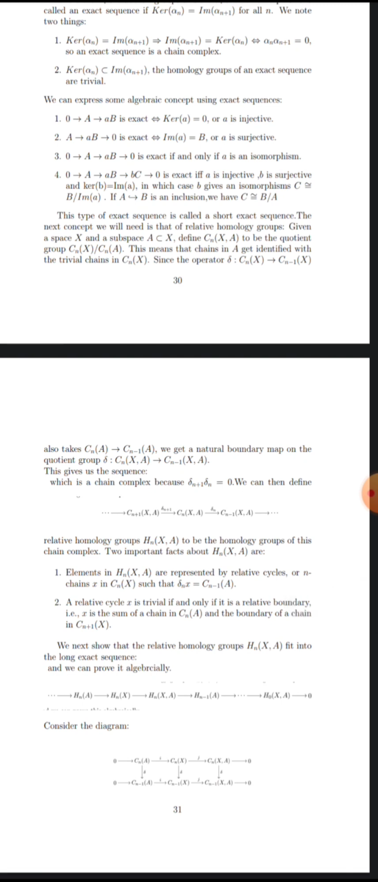0 to A to B to 0 is exact if and only if A is isomorphic to B. 0 to A to B to C to 0 is exact if and only if A is injective, B is surjective, and kernel of B is equal to image of A, in which case B gives an isomorphism of C with B by image of A. If A subset of B is an inclusion, we have C isomorphic to B by A. This type of sequence is called a short exact sequence.